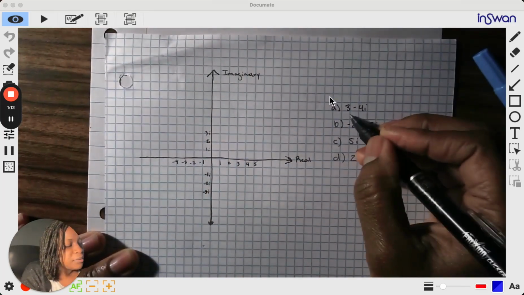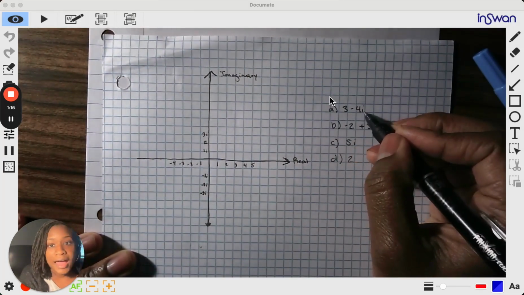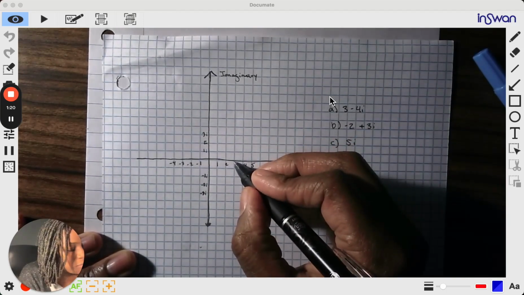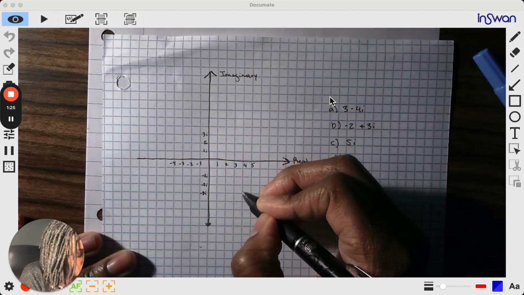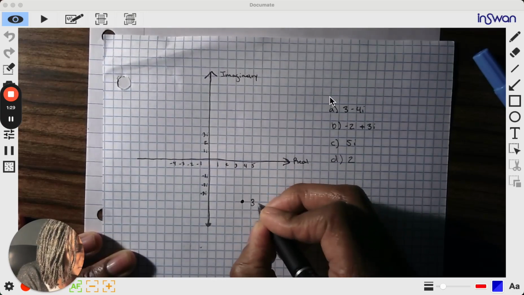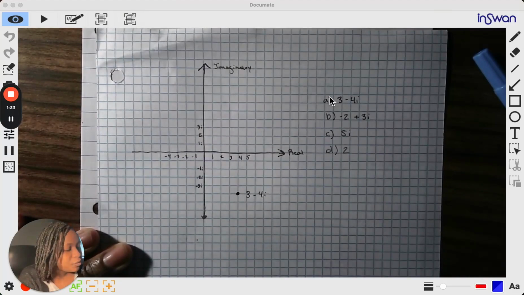So the first one I have, a, is 3 minus 4i. So my real number right here is 3, and my imaginary number is 4i, so -4i. So I'm going to go down here, and I have my point. I'll label it 3, -4i. Done. Now I'm going to do another point.